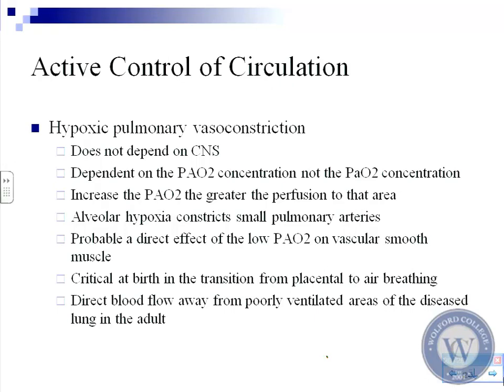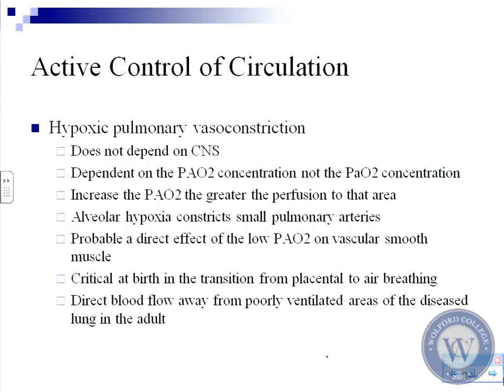Now, under normal circumstances, if the brain's still intact, it tends to be a regional issue. That's why they say it's really controlled at the alveolar oxygen level, which is the PAO2, and not the arterial oxygen concentration. So the sensor is inside the alveoli. If you increase the PAO2, which is the alveolar oxygen concentration, the greater the perfusion to that area. If you develop alveolar hypoxia, it constricts the small pulmonary arteries and basically restricts blood flow to that area. And this is, again, more of a direct effect on the vascular smooth muscle around it.